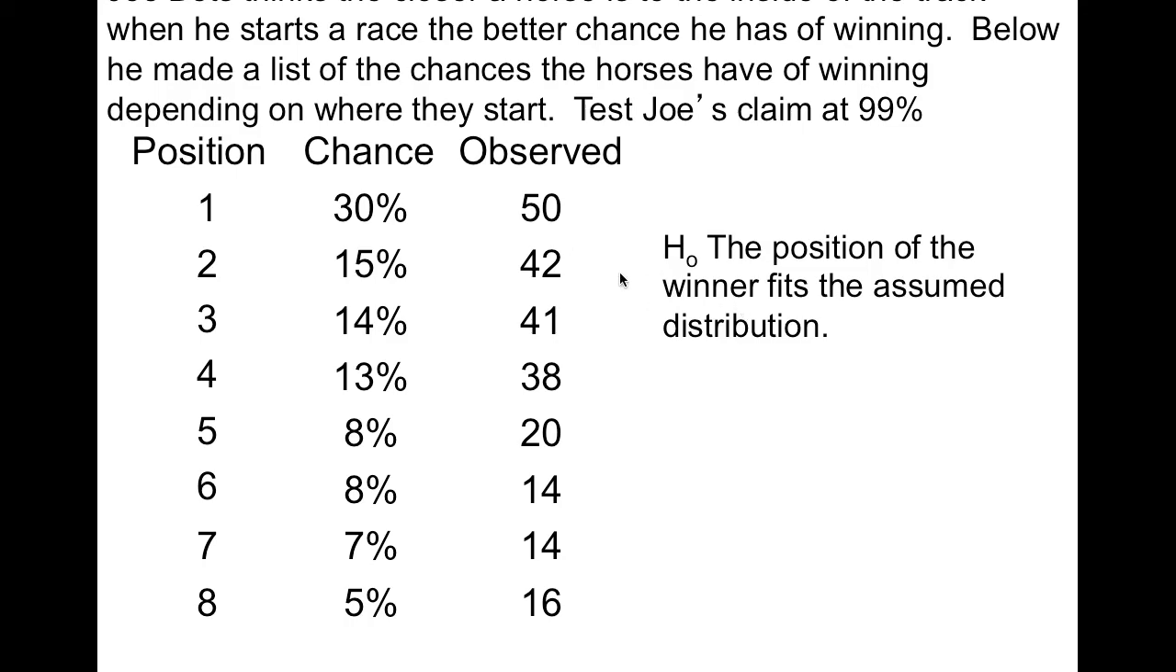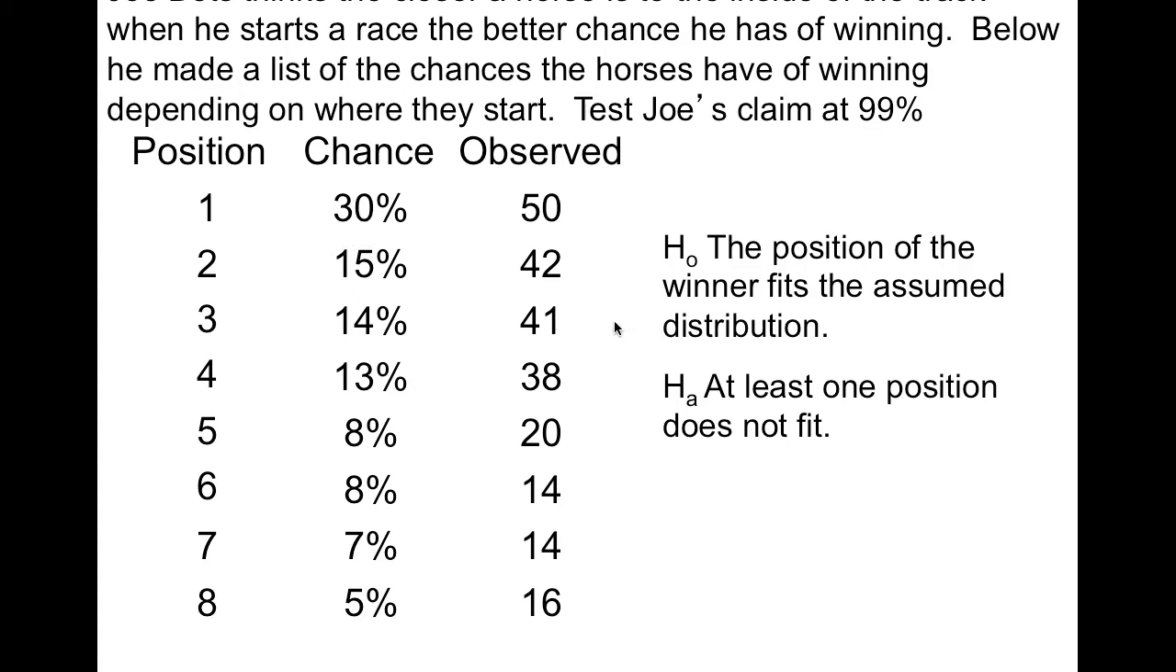For the alternative, it's very similar to last time. At least one position does not fit. Okay, so at least one of those is not correct. So either the 1 is not actually 30%, or the 8th position is not actually 5%. Be careful on this. The count, the observation, is over here: 50, 42, 41, 38, down to 16. These percentages go with each one of these positions. The 30% is not a part of our expected value, but we will need those percentages.